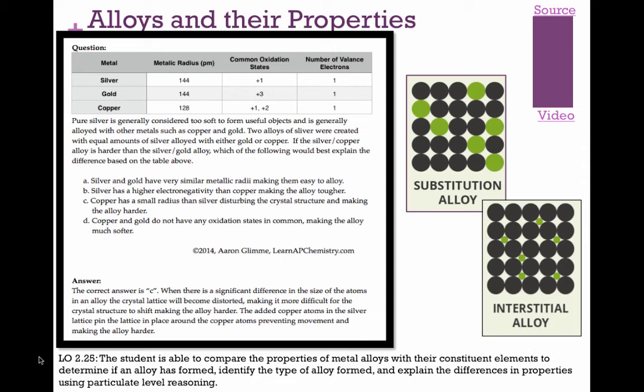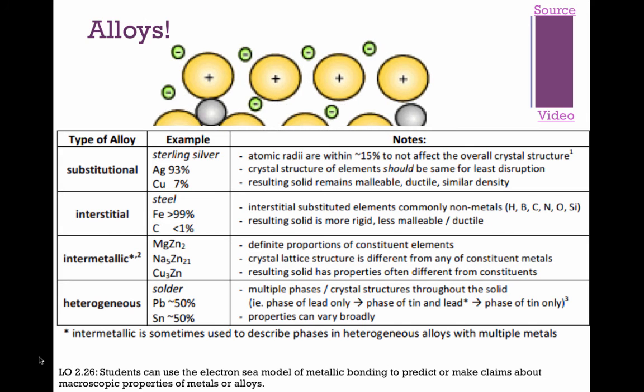Okay, so looking at this, the answer is actually going to be C. Because it says that the silver-copper is harder. That means that it's harder to break. And that's because when you have the silver-copper, there's a difference in size, so it's harder to break.